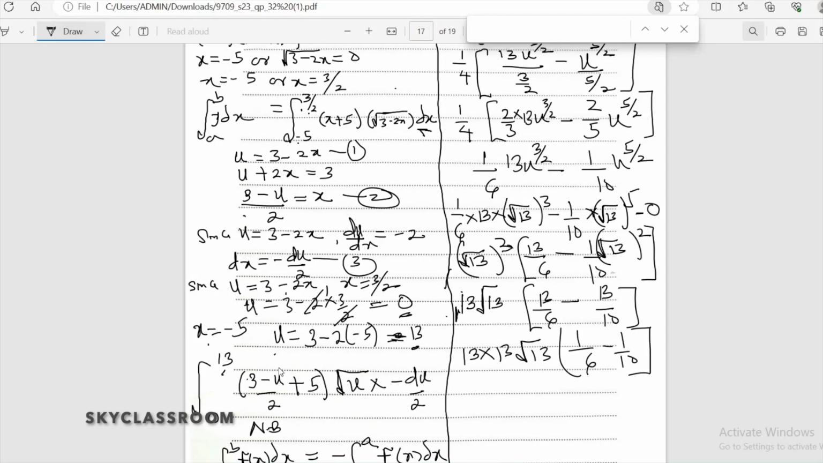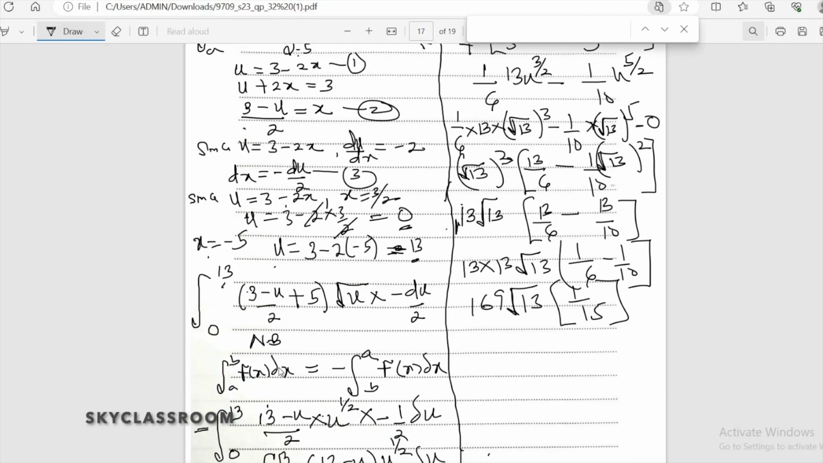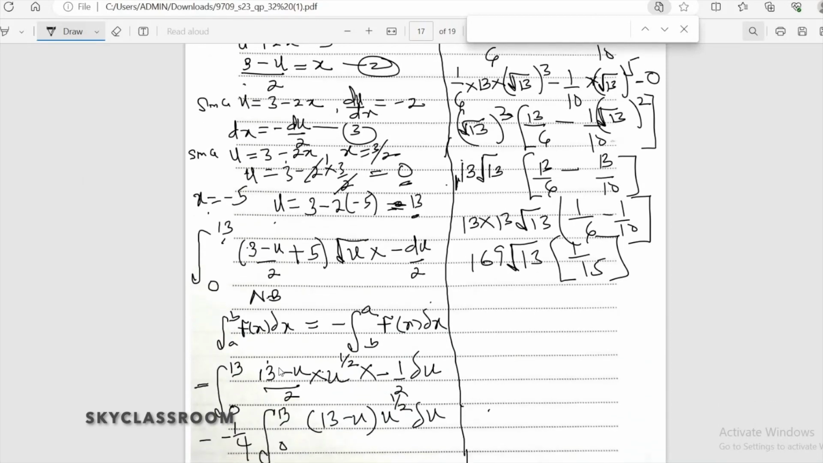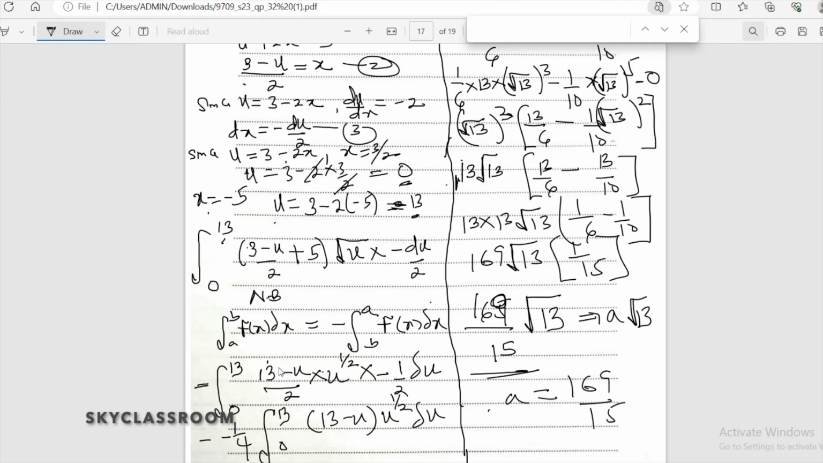At the end of the day, I have 169 root 13, 1 over 6 minus 1 over 10, your calculator should give us 1 over 15. So at the end of the day, our answer should be 169 over 15 root 13. The question says our answer should be in form of A root 13. In this case, A is 169 over 15. That's it.